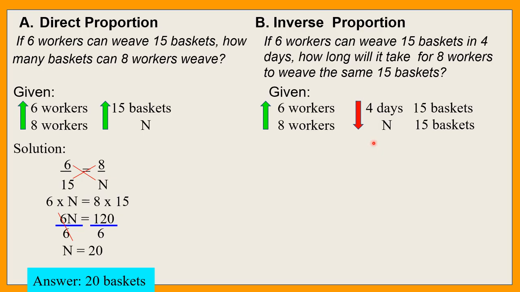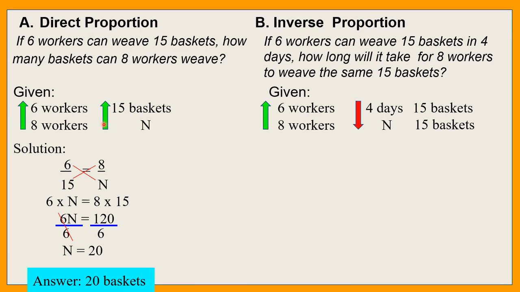And, meron siyang pangatlong factor na hindi nagbabago. So, sa problem na ito, ang hindi nagbabago ay yung 15 baskets. So, 15 baskets pa rin ang gagawin. Kaya lang, dumami yung workers, di mas lalong mabilis na. Diba? So, hindi na to 4 days. Hindi dapat aabot ng 4 days. So, solution natin, baligtad.